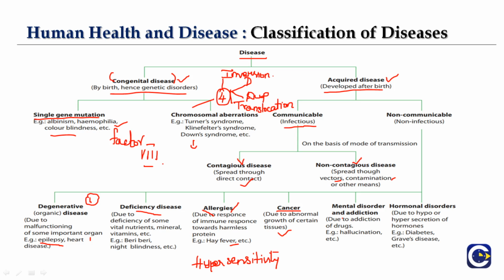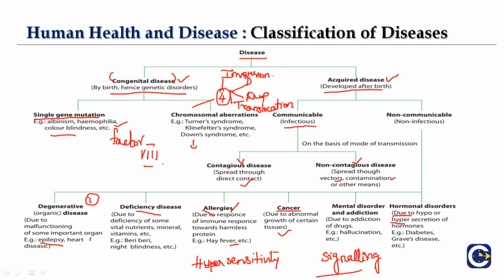Next is the hormonal disorder, right? Due to the hypo or hypersecretion of hormones. We all know our body is functioning on the basis of hormones. What are those hormones? They are the signaling system of your body. For example, let's take the growth hormone. They are secreted for the normal growth of an organism. So you have various hormones, and when these hormones go into hypo or hypersecretion, they are termed disorders in the body.